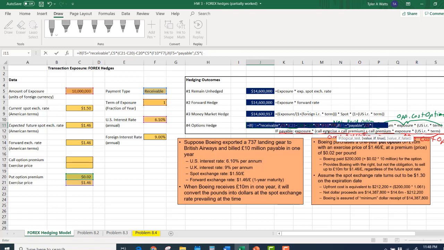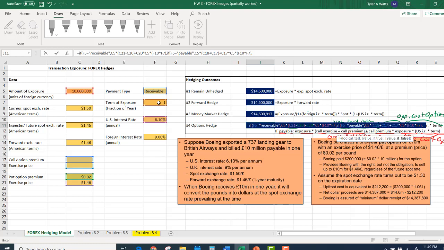Okay, so exposure times the call exercise, C18, plus the call premium, C17, plus the call premium times the exposure amount times the US interest rate times the term, end parentheses. So that's the value if true for the second IF function, comma.